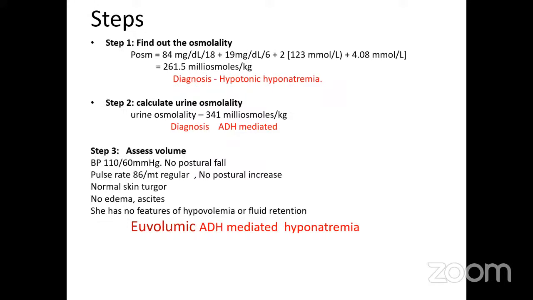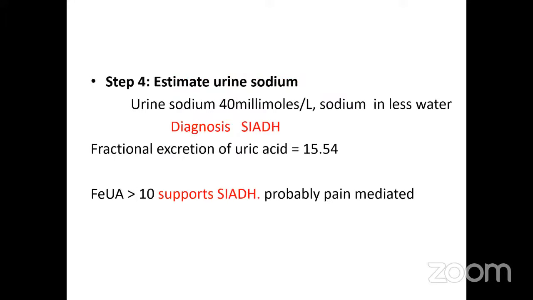Assess volume. The patient had no evidence of hypovolemia or fluid retention. So this is a euvolemic ADH mediated hyponatremia. Urine sodium was measured, which showed 40, which is more than 25. That means the kidney is not conserving sodium, though it is excreted in less water. That means ADH is acting. Uric acid fractional excretion of 15.54 supports SAADH.